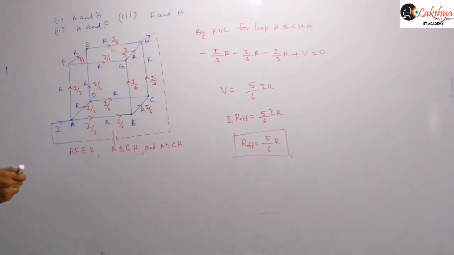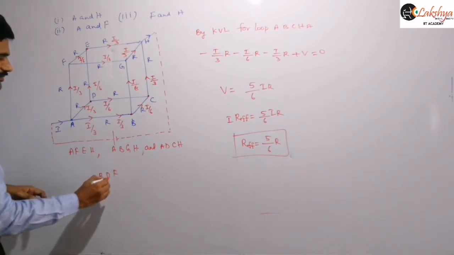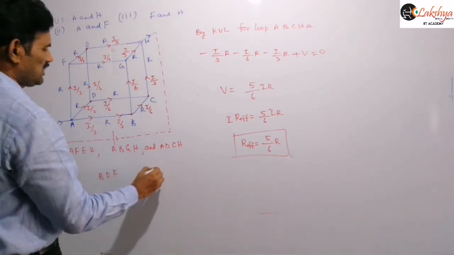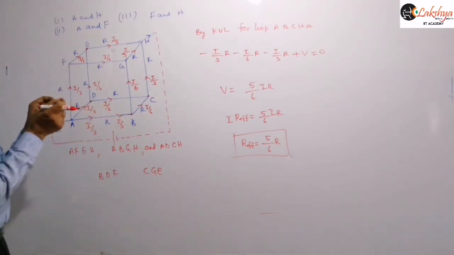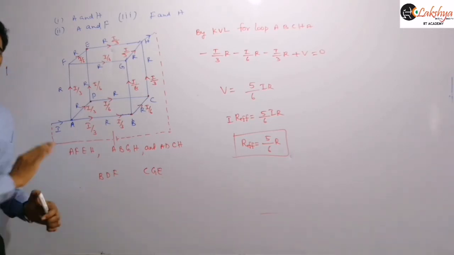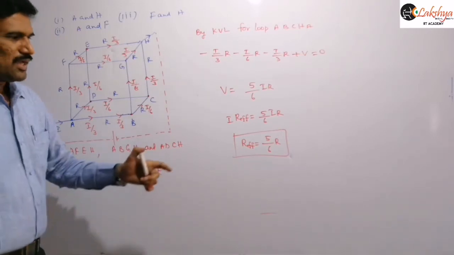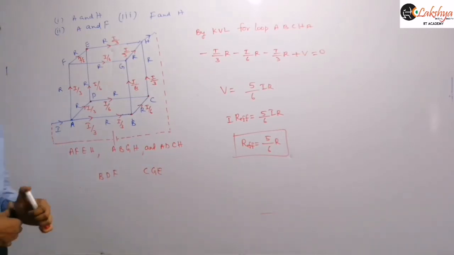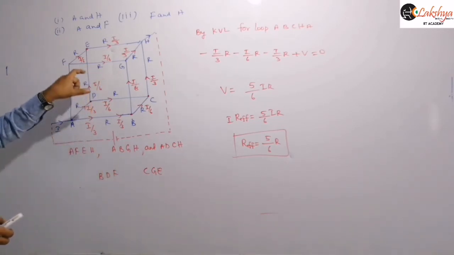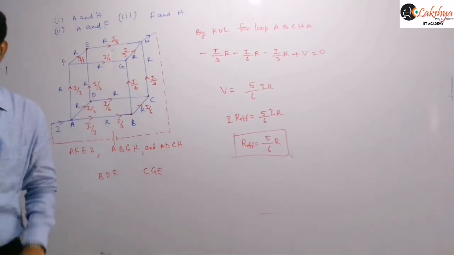As I said, you need to join the junctions B, D, F. These 3 points you should combine together. And similarly C, G, E. So try joining those junctions and calculate the effective resistance. If you join them, you will get a direct series and parallel combination of resistors. So you should get that effective resistance as 5 by 6, right. Now try this: join these junctions, find that the resistors become totally series and parallel combinations, and find the effective resistance there, right.